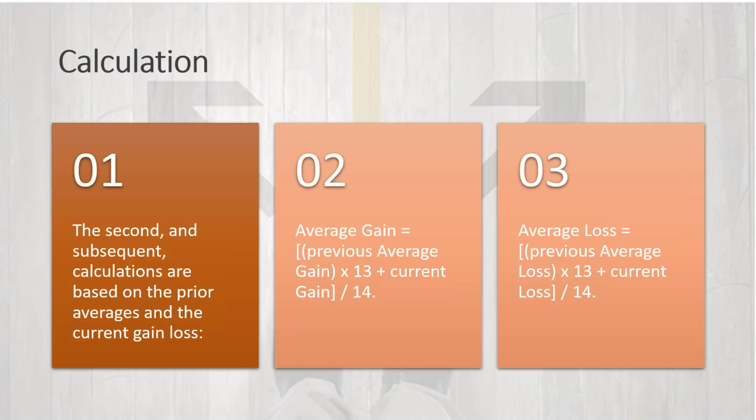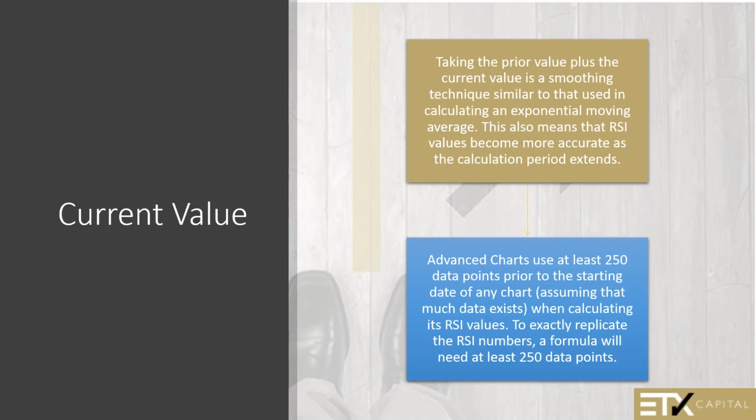The second and the subsequent calculations are based on the prior average and the current gain or loss. So it's the prior average plus this current one. The average gain is equal to 13 plus the current time frame you're looking at, and the average loss is 13 periods back plus the current time frame. Okay, so like I said, it's not a hard calculation. Taking the prior value plus the current value is a smoothing technique similar to that used in calculating an exponential moving average. This also means that RSI values become more accurate as the calculation periods extend.